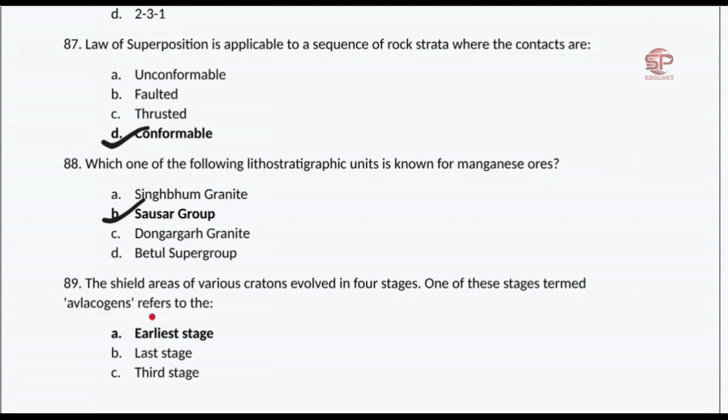Consider Sausar Group. Then in this question, various cratons evolved in 4 stages. One of these stages, in the question it is written as ablacogens. I think it is aulacogens, but there is no such thing as ablacogens on the internet or in any book. So if it is aulacogens, then the answer will be A, earliest stage, because that is the rifting stage. Aulacogen is associated with the rifting stage, a failed rift. So that's why it will be the earliest stage. But let's see what the answer will be.